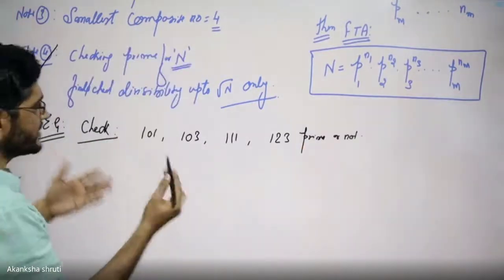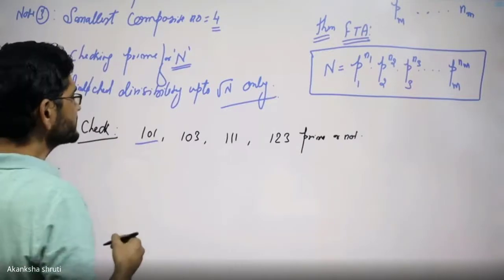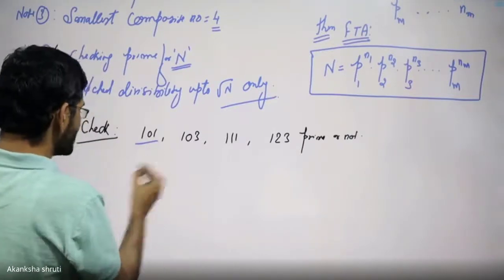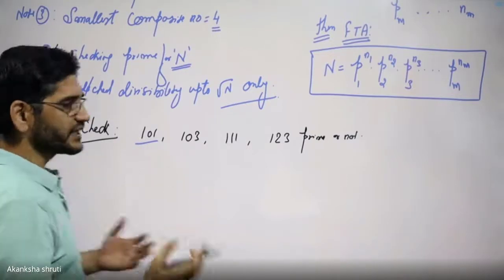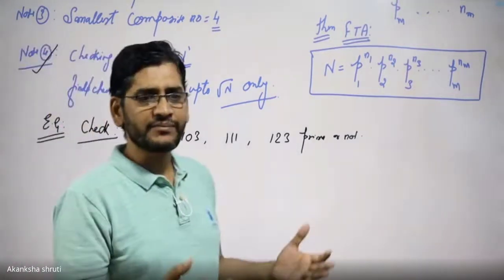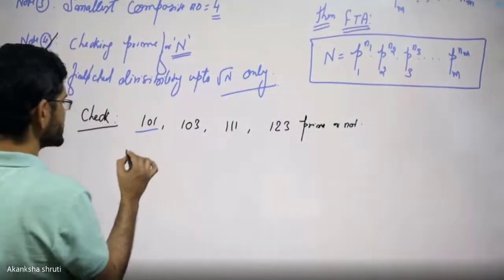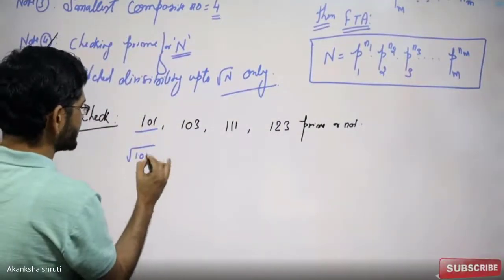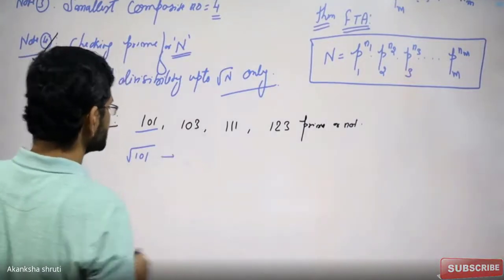So how far shall we check the divisibility? This is 101. Shall we try with 50 or 48, 49 or 35, all these things? No. Students, you just take the square root of 101 and find the approximate integer, which is just below this.